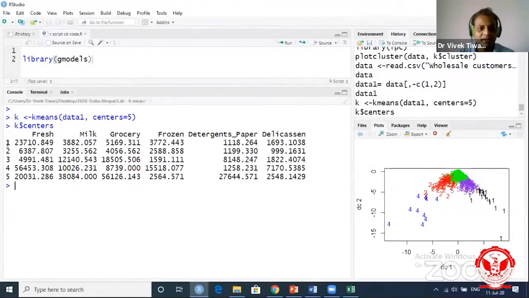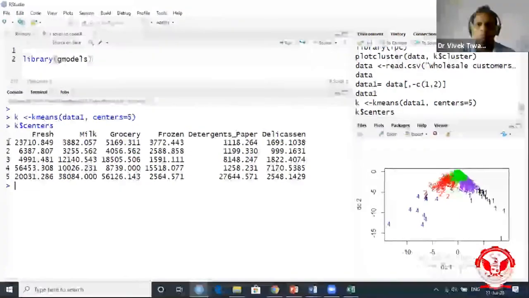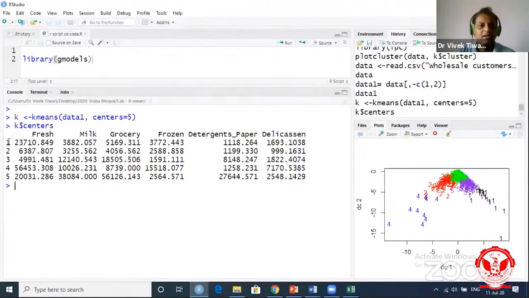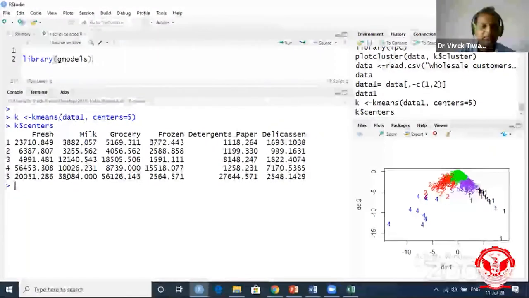Now, under cluster 1, how can I explain to you? Take the example of the milk. There is a cluster number 5. Cluster number 5 contains the set of people, a set of customers, that normally spend 38,000 rupees for purchasing milk annually.